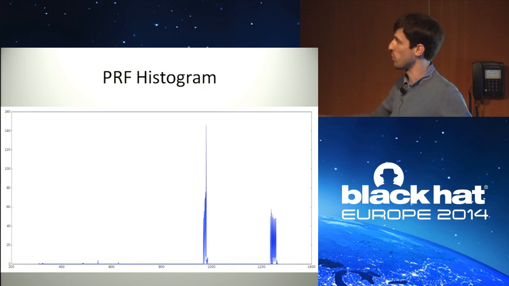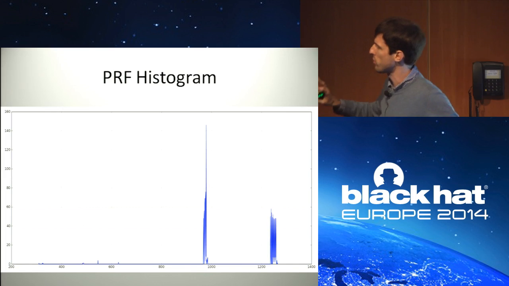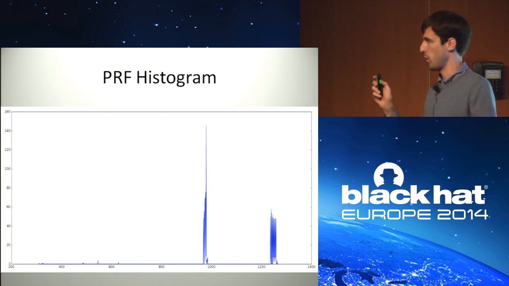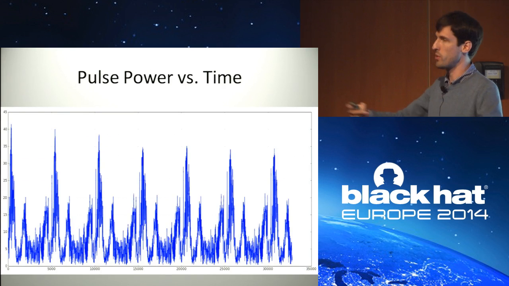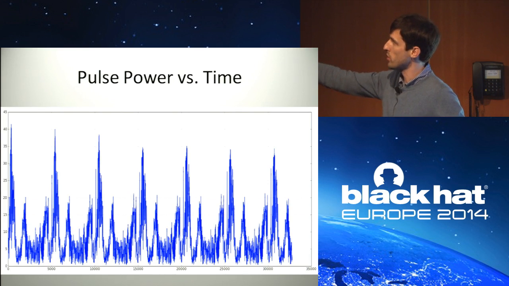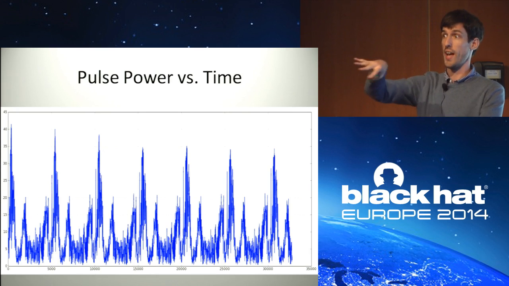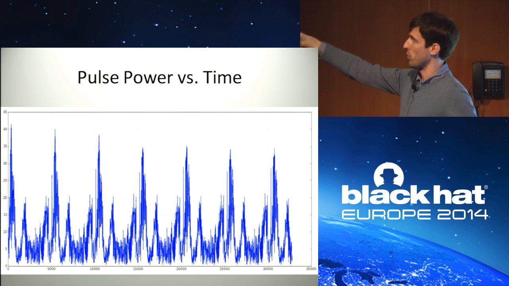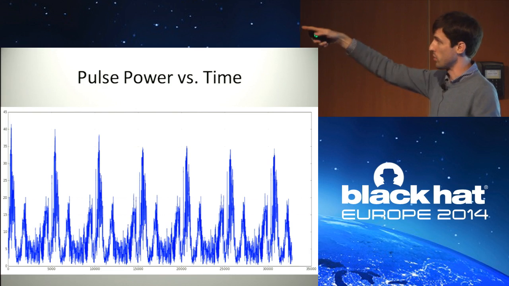So you program that in as well with this histogram. These give you clues as to the two PRFs. One's, I think, 945 hertz, and the other one's 1,250 hertz. And then once you program all these parameters in there, you iteratively build it up, and then you start tracking the amplitude. So every time you have one of these big peaks, that's when the radar has rotated and is pointing at you, which is why the signal's so strong. So you have, what, seven revolutions of the radar in this capture.